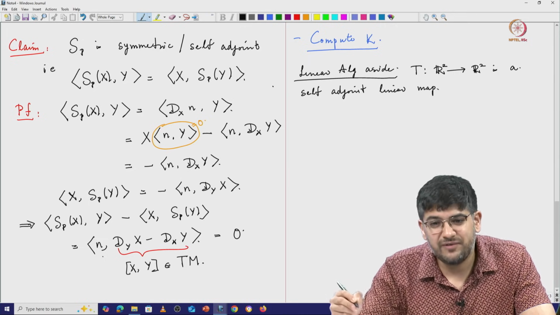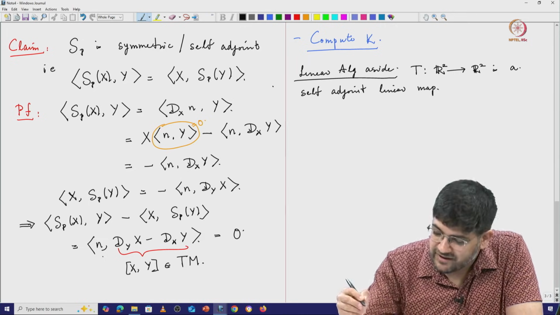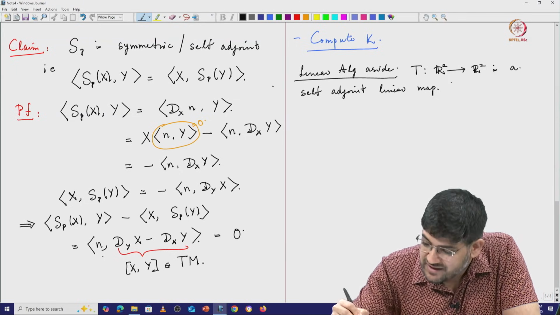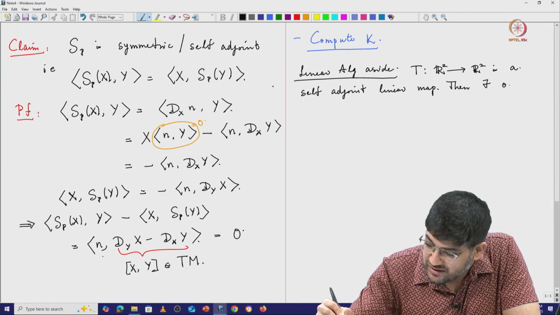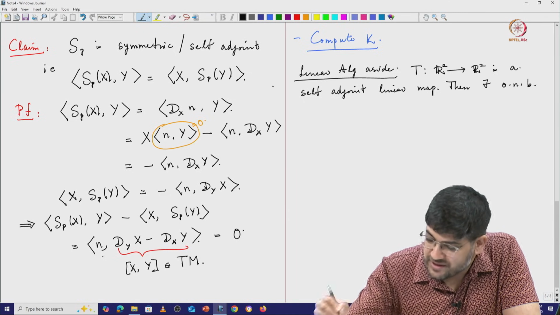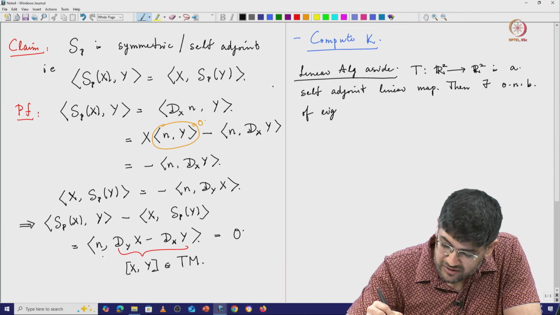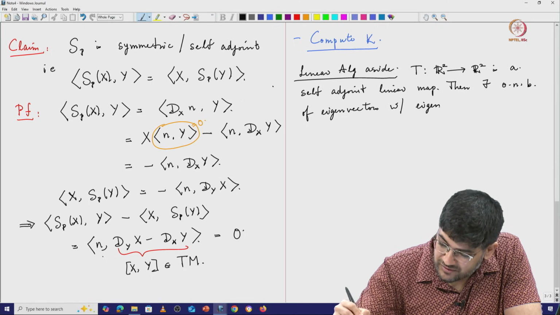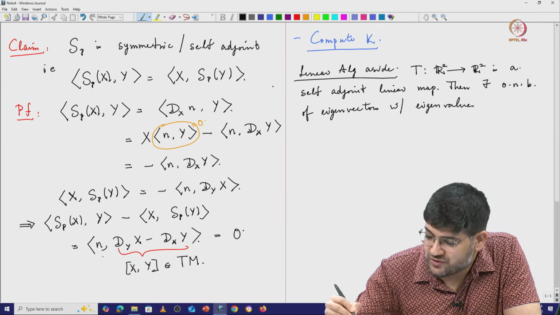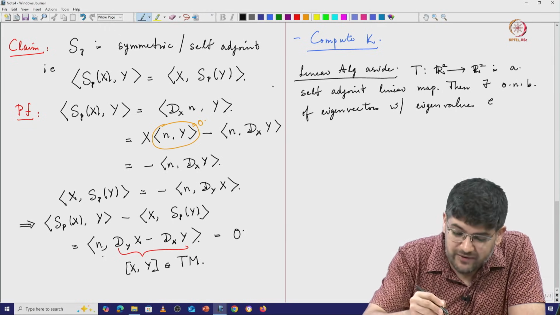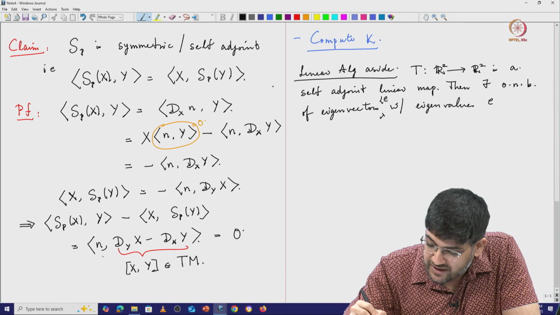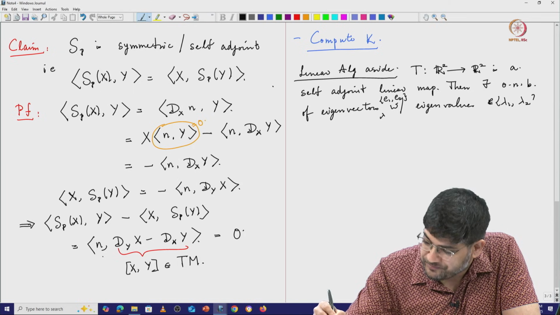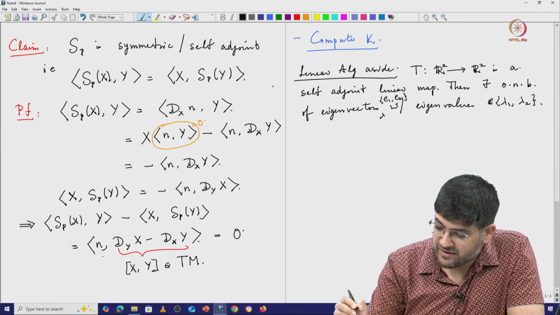Then we know by our diagonalizability criteria that one can choose a basis of eigenvectors. So then there exists an orthonormal basis of eigenvectors, let's say E1 and E2 with eigenvalues, let's say lambda 1 and lambda 2, right?